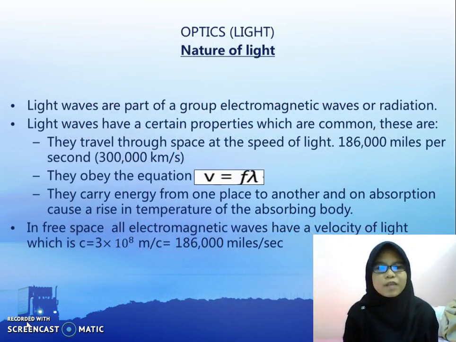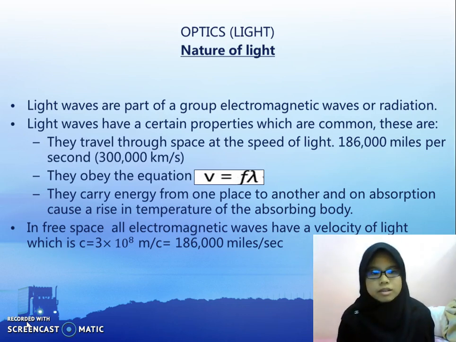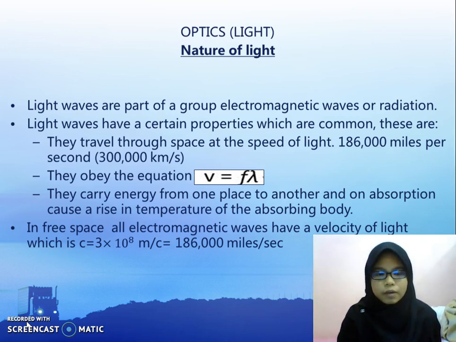Nature of light. Light waves are part of a group of electromagnetic waves or radiation. Light waves have certain common properties. They travel through space at the speed of light, 186,000 miles per second, and obey the equation V equals f lambda. They carry energy from one place to another, and on absorption cause a rise in temperature. In free space, all electromagnetic waves have a velocity of light, which is c equals 3 times 10 to the power of 8 m/s, equal to 186,000 miles per second.